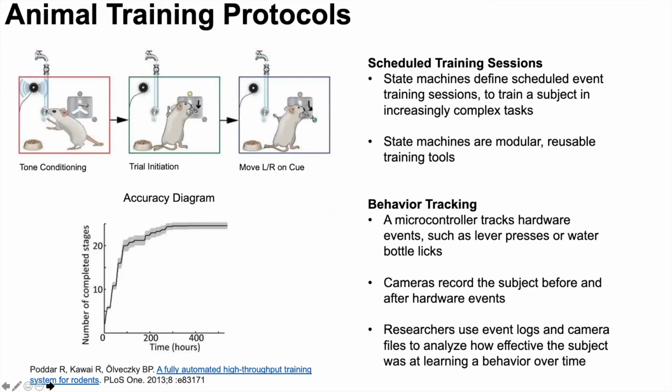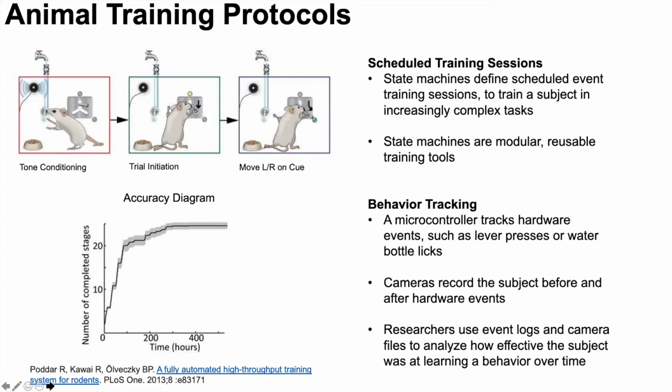And I wanted to talk about how we actually go about training these animals, like how the software does this. So what we have, and this is very simplified, but basically we have state machines that define training sessions within certain time periods. So in the top left, this image gives you a very simplified idea of how this works. There are 3 different tasks that get increasingly more challenging.